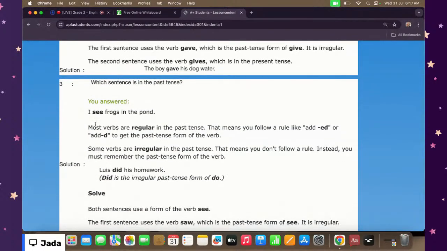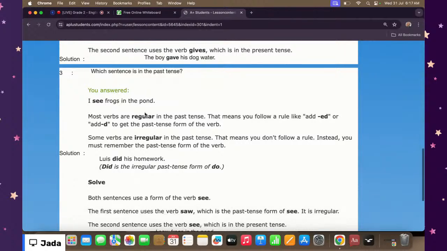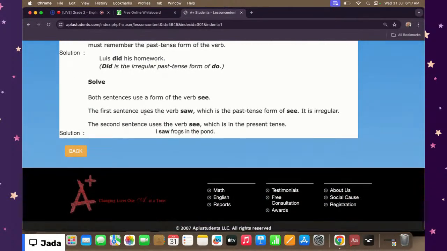So we have see, I see frogs in the pond. Now see is for the present, and you have to get the past tense of see. Now the irregular past tense of see is saw. Okay, saw here. So let's move on to your test, and please send your answers on the chat box.